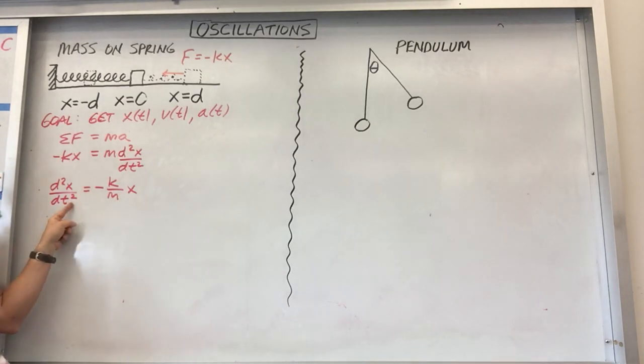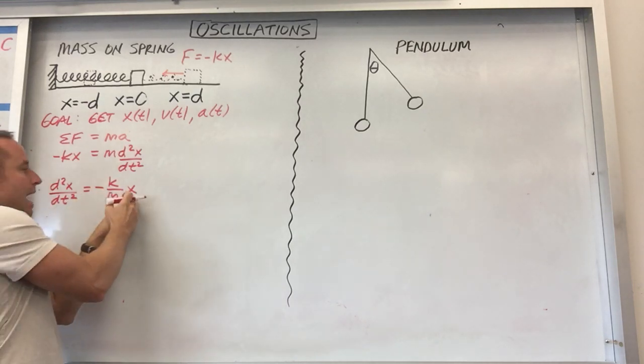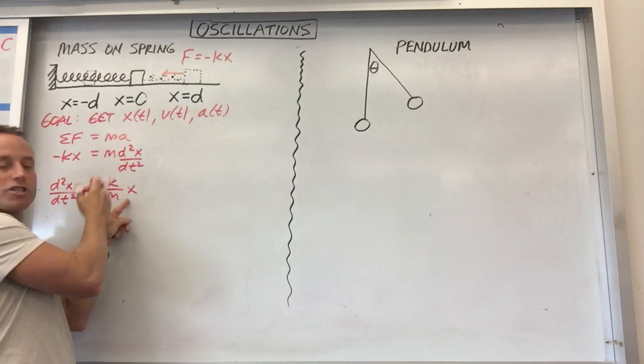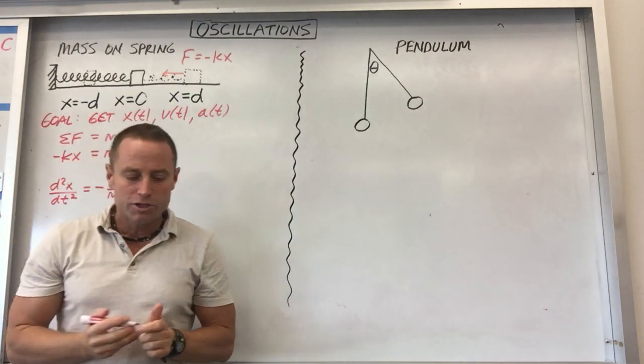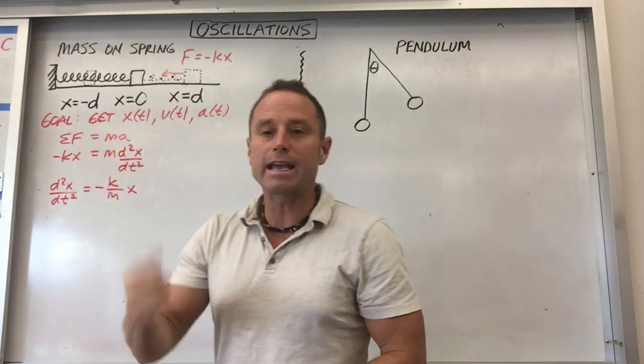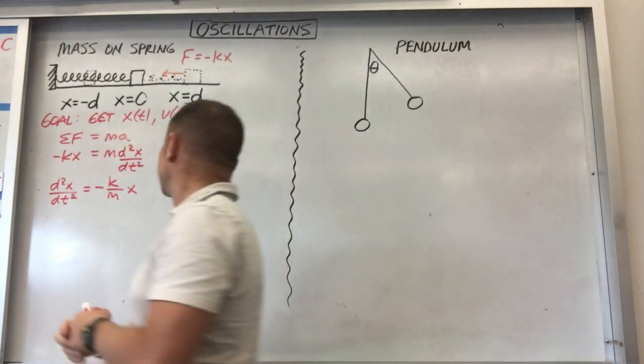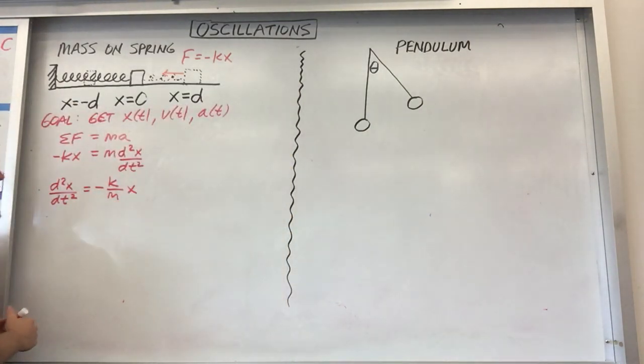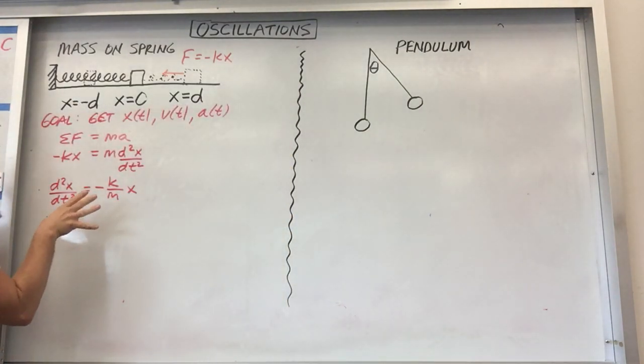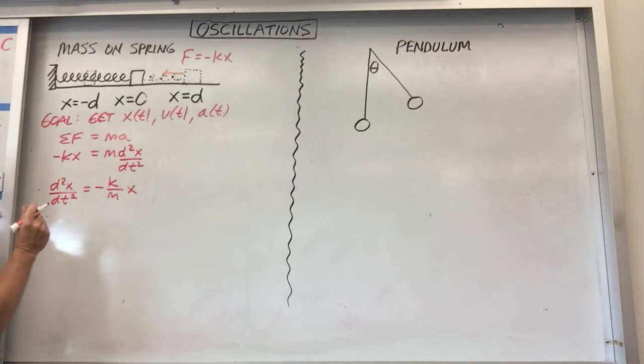So in English, what this is saying is there's a function out there that if you take two derivatives of it, you get the same function back, but with a negative constant in the front. So you need to think about something that if you take its derivative twice, you get it back, but with a negative constant in the front. One solution that I can propose to you is this.